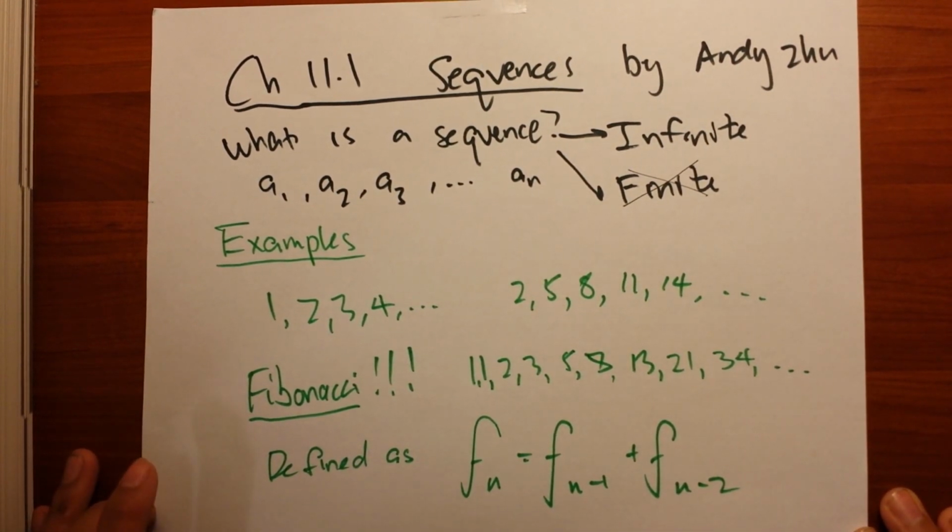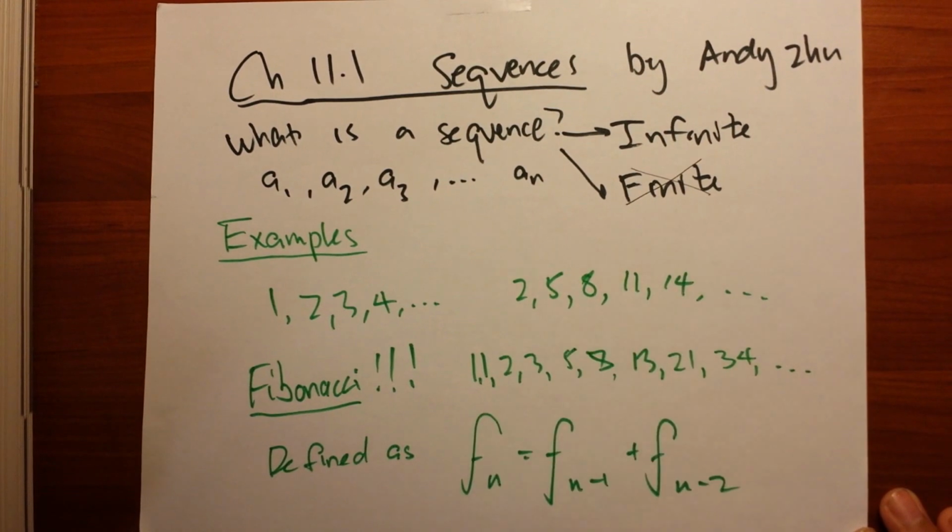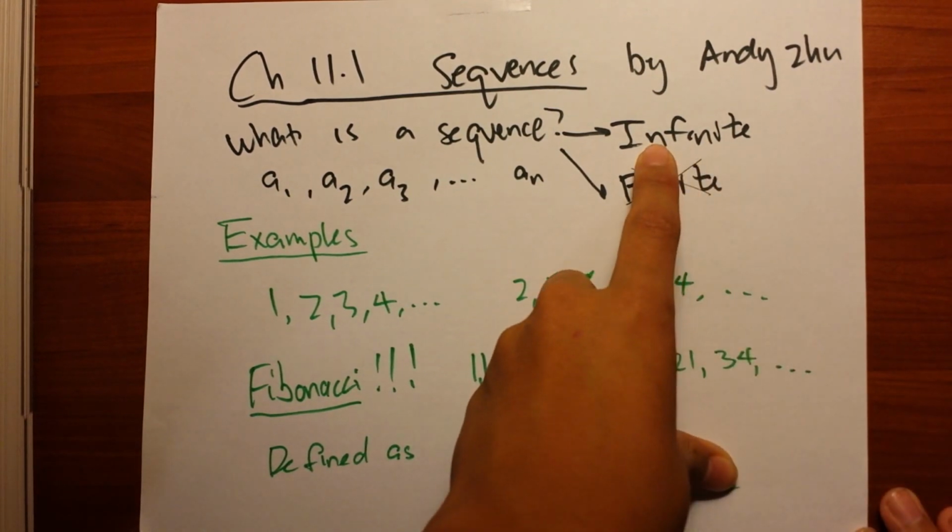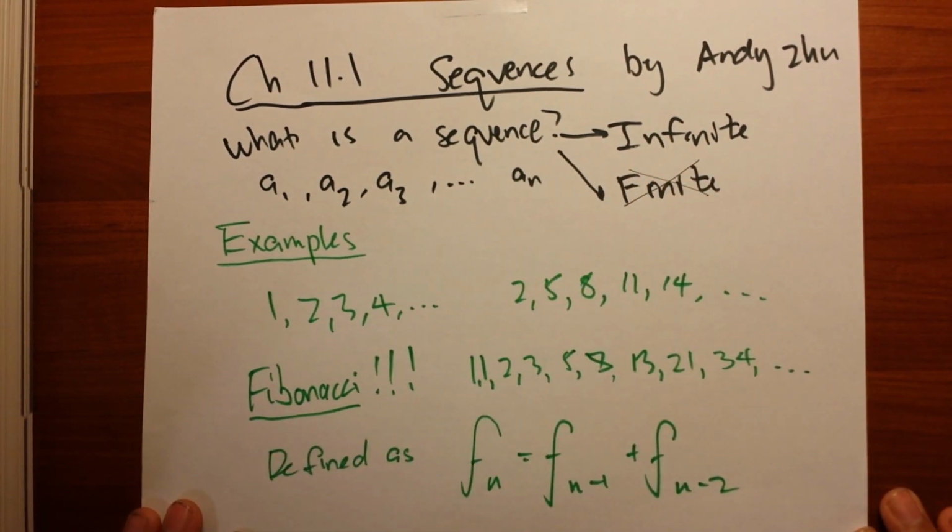Now, there are two different types of sequences, infinite and finite sequences. An infinite sequence is a sequence which has an infinite number of terms, while a finite sequence has a finite number of terms. In general, we talk about infinite sequences much more than finite sequences, so for the remainder of the video, I'm going to be talking about infinite sequences.